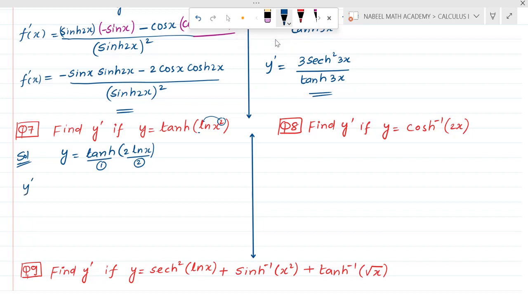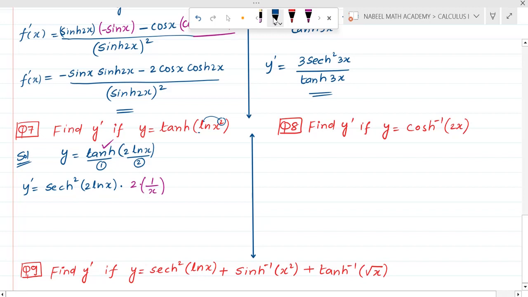Now I will go with this part. Here y prime is equal. What is tanh? The derivative of tanh is sech squared x, where x is nothing but here 2 ln x. This part is over. Now what about the inside? 2 is a constant, like a c, and if you differentiate ln x, it becomes 1 over x. It becomes very simple if you apply the property of the log. So this is the derivative. So you will have here the sech.